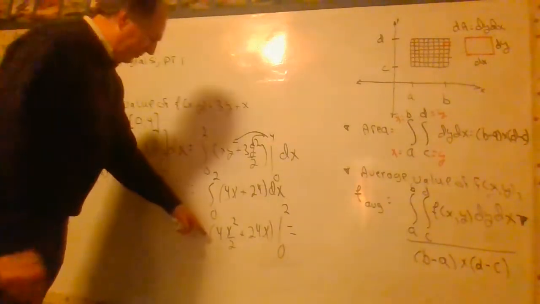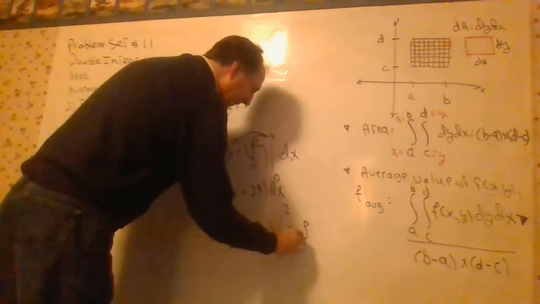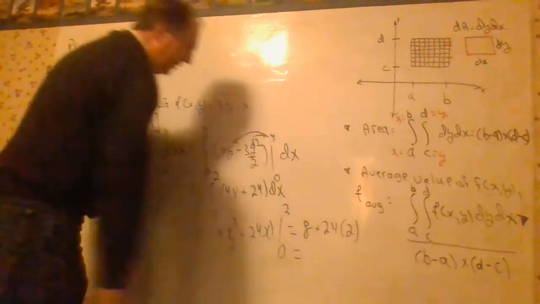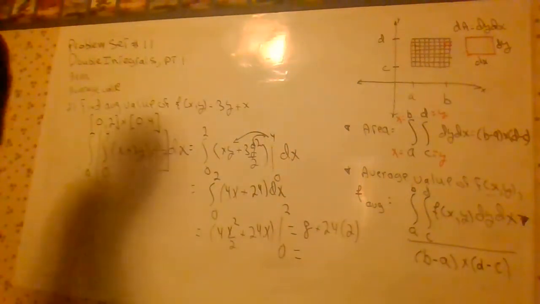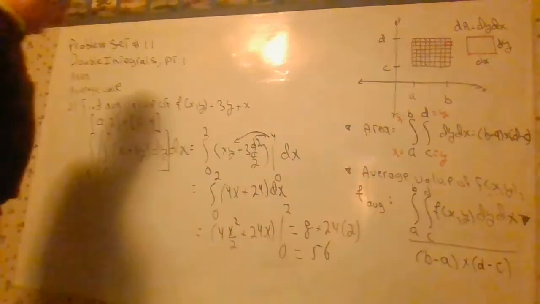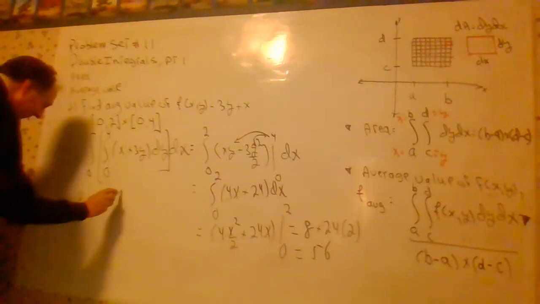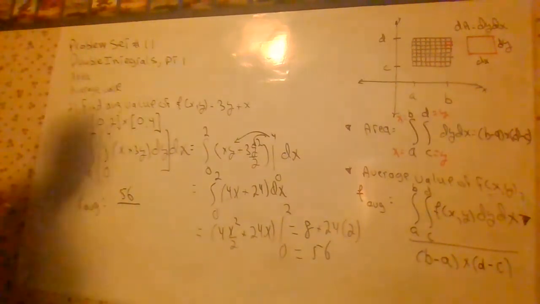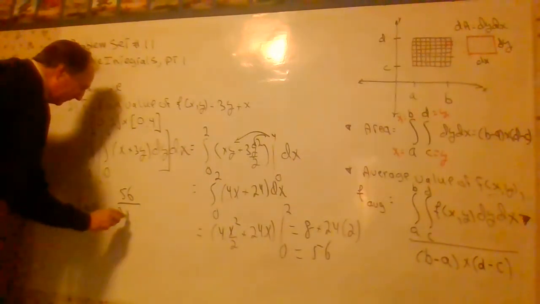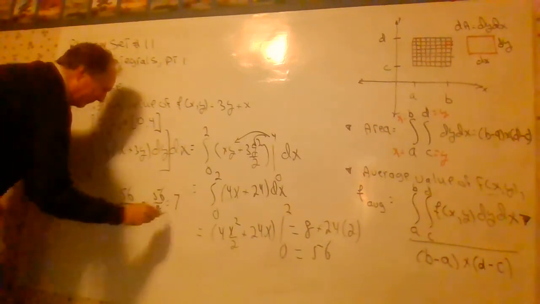Okay, that's really 2x squared. You can simplify it. 2x squared, plug in 2, you get 4 times 2 is 8, plus 24 times 2. And that's all together 48 and 8, 56. Now in this case, F average is going to be 56 over still the same area. Area is simply 2 times 4. So 56 over 8, which is 7.